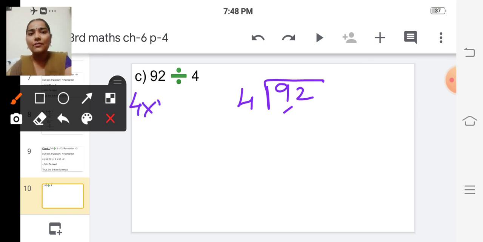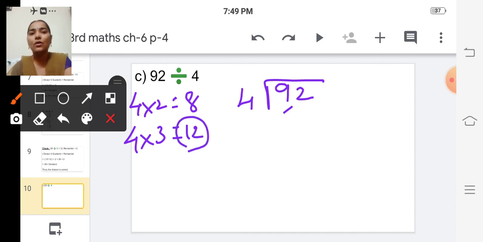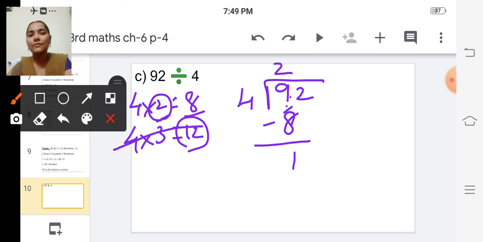If we take 4 3s, what is 4 3s? 12, isn't it? So 12 will go beyond 9, so we cannot take this. Okay. So we can take 4 2s are 8. So you have to write this 2 in the quotient place and write 8 here. Subtract. So 9 minus 8 is 1, and bring down this 2 here.